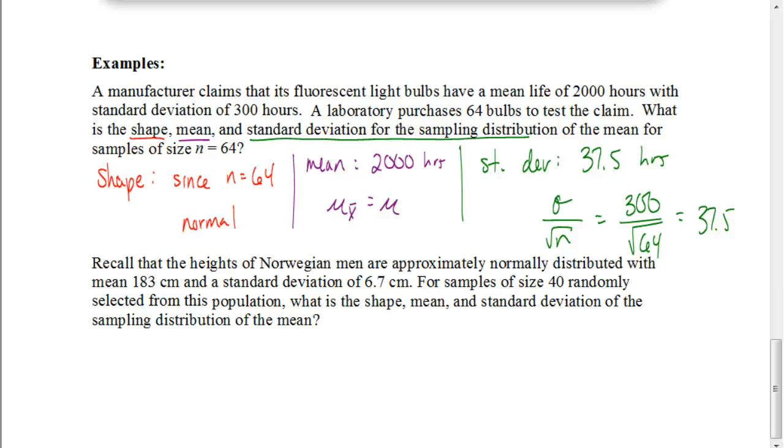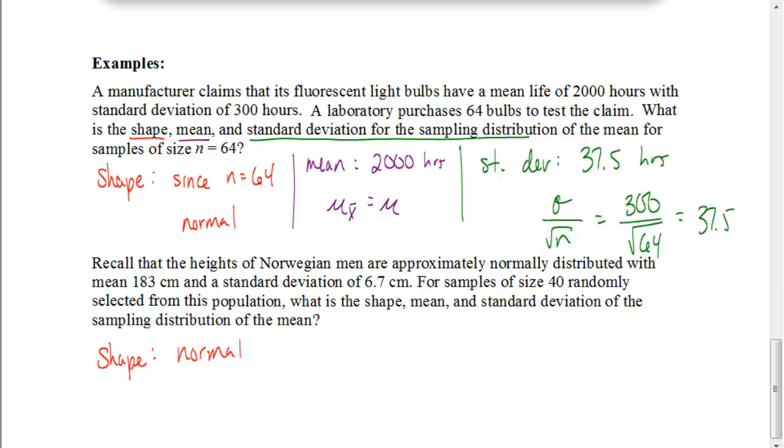So it says, recall that the heights of Norwegian men are approximately normally distributed with a mean of 183 centimeters and a standard deviation of 6.7 centimeters. For samples of size 40 randomly selected from this population, what is the shape, mean, and standard deviation of the sampling distribution? So let's start with the shape. The fact that we're dealing with a size of 40 randomly selected men from that population means that our shape is going to be normal.